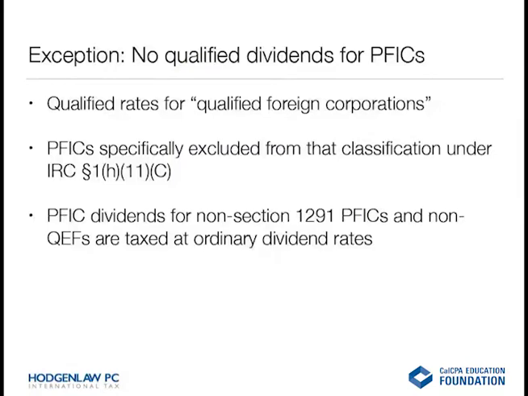There is one exception, though. Qualified dividend rates are not allowed for PFICs, and this is because qualified dividend rates are allowed for what is called qualified foreign corporations, and PFICs are specifically excluded from the classification of being a qualified foreign corporation, actually under Code Section 1(h)(11)(C). PFIC dividends for non-Section 1291 PFICs and non-QEFs then are taxed at ordinary dividend rates. So that looks like everything you'd normally expect to see for a dividend on a tax return goes on Schedule B, flows to the Form 1040, and just has to take the ordinary rate.